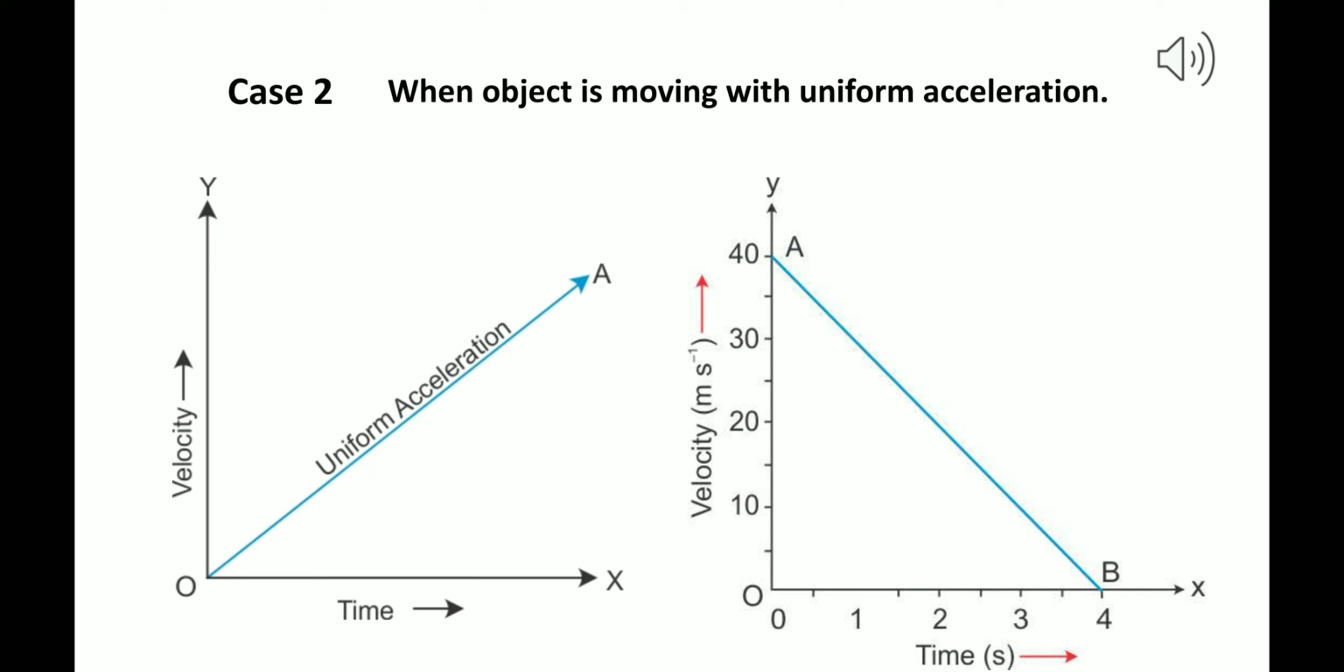So the body is moving with constant acceleration, so it has a slope. And on the negative side, where the slope is coming back towards the x-axis, that is uniform retardation. So the body is moving with uniform acceleration when the slope is going up, and uniform retardation when the slope is coming down.